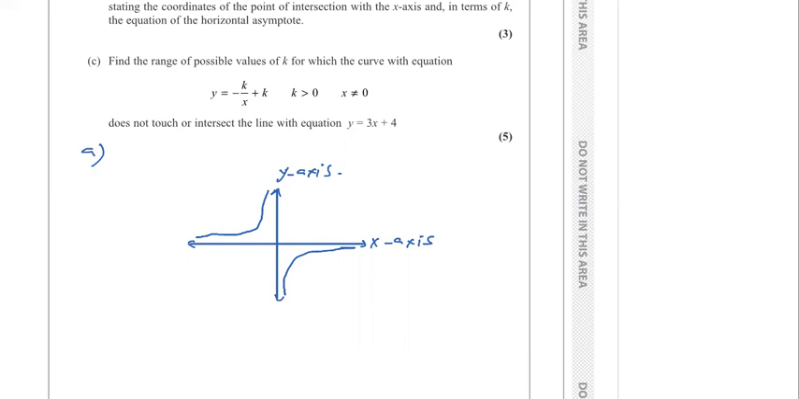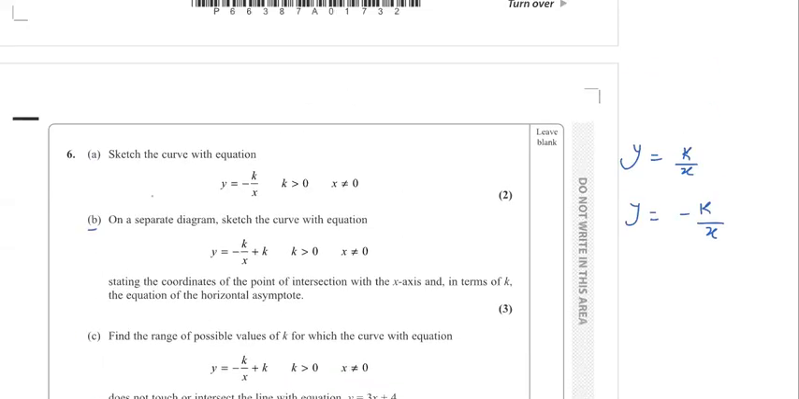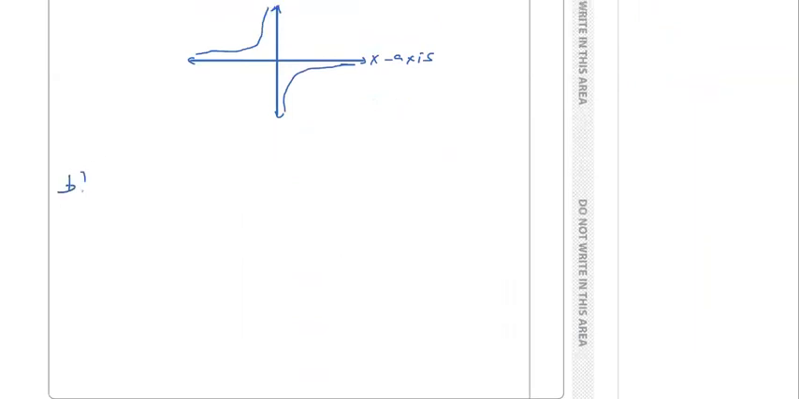Now, in part B, on a separate diagram, sketch the curve with equation y is equal to minus k over x plus k, where k is greater than 0. Now, what is the difference if you compare this one and this one? It's a transformation actually, where only the horizontal asymptote will change. Now the sketch will look like this one.